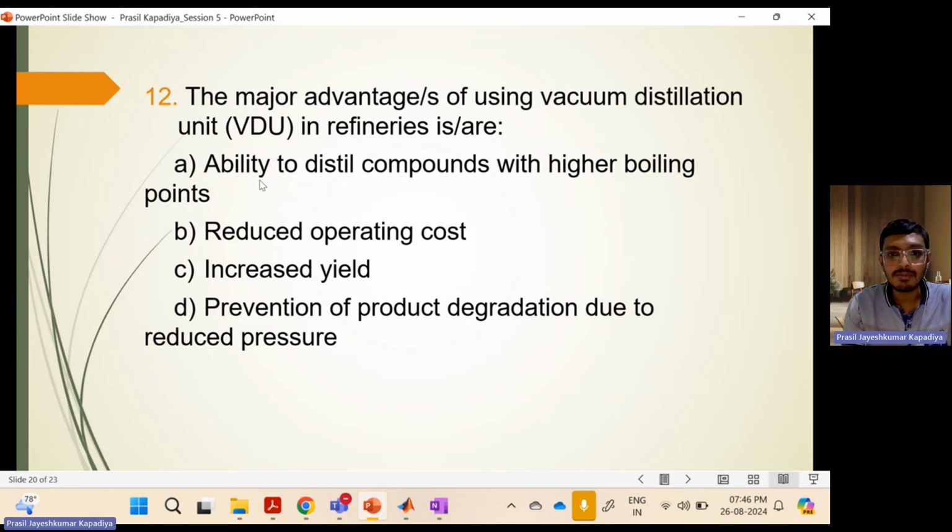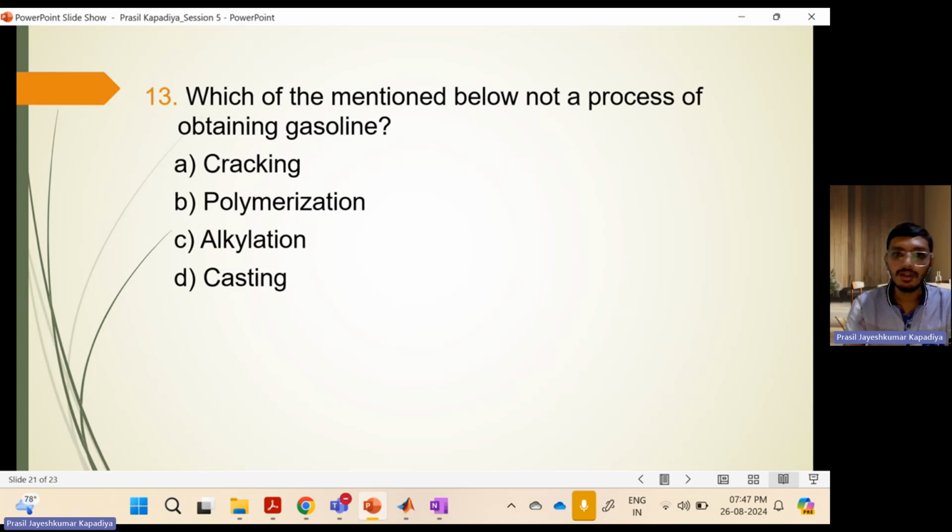Yeah, correct. Because it is able to distill compounds with higher boiling points, because we are applying vacuum, so boiling point has reduced. Operating cost: it is not going to reduce, it is actually going to increase because of applying vacuum. Then this is not the correct option. Increased yield, yes, yield will increase. And prevention of product degradation due to reduced pressure, this also we can do. So our correct answers are A, C and D.